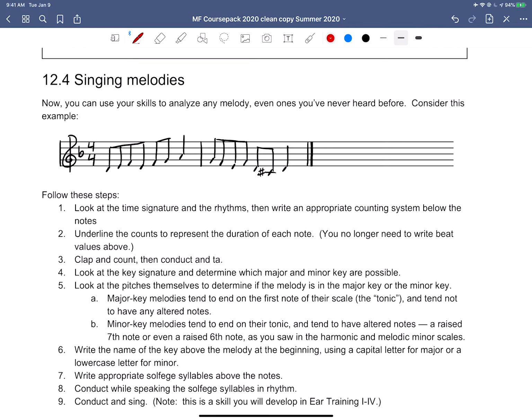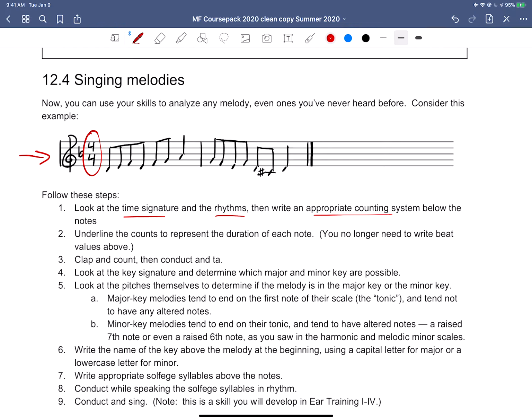So we're going to begin by dissecting the rhythm of this example, and this should be almost second nature to you by now. So the first thing we're going to do is to look at the time signature and the rhythms themselves, and we're going to figure out an appropriate counting system. So here we are with good old 4/4, none of that crazy compound meter stuff. We're just back in something that we're very familiar with.